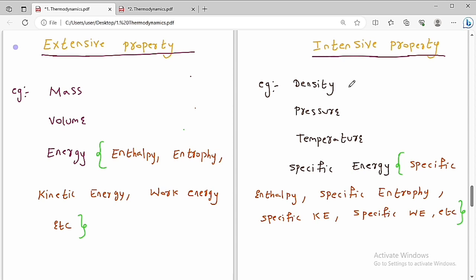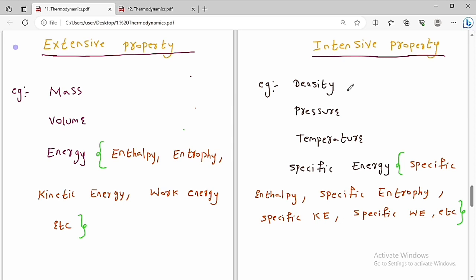All the examples of extensive property, but before that you need to keep the word specific, then they become the examples of the intensive property. So all the examples of the extensive property, if you put specific before them, you are going to get the examples of the intensive property.